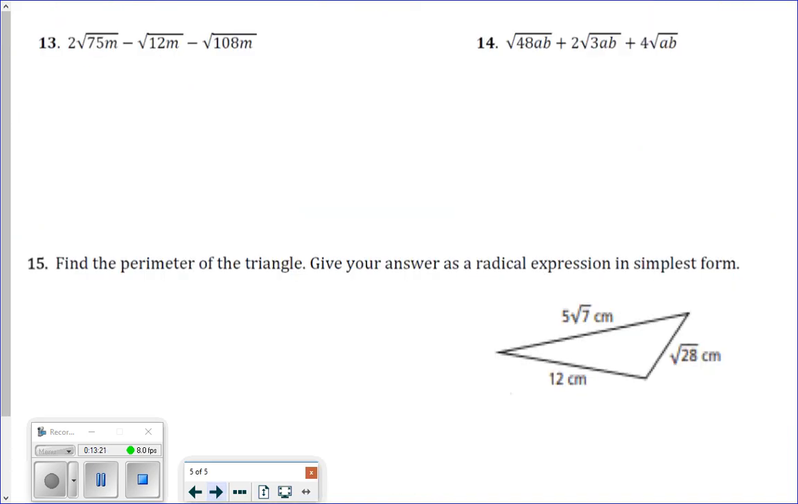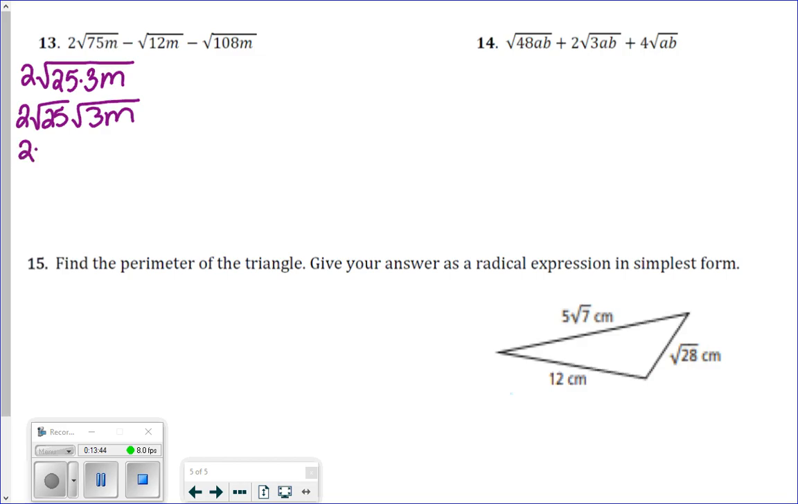All right, let's check this one out. So we've got 2 square root of 75m. 75 is not a perfect square, but I know 25 goes into that, so I'll break 75 up into 25 times 3, and then it still has the m. I'll take the square root of the 25 separately than the 3m.